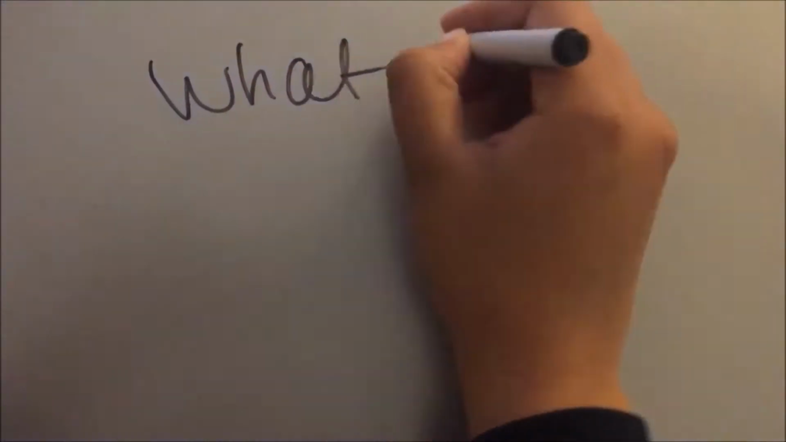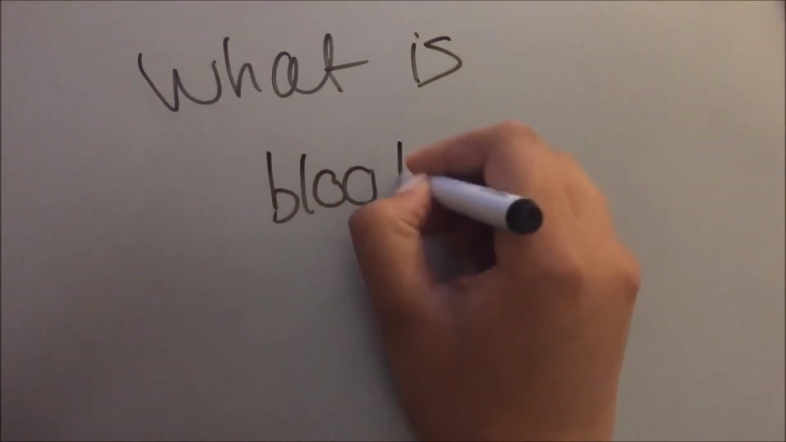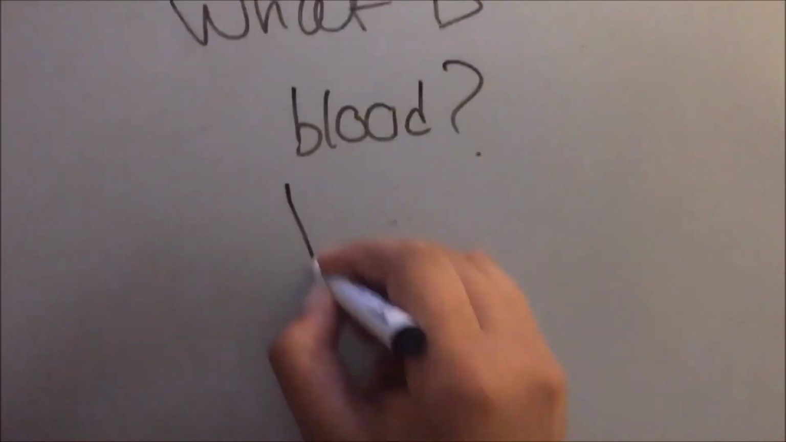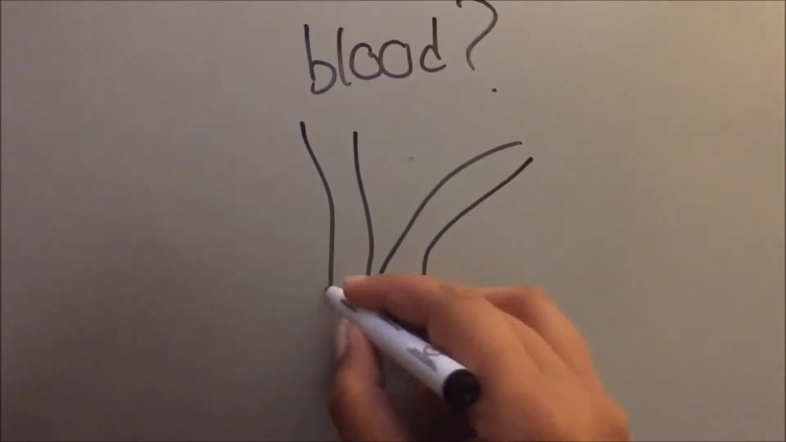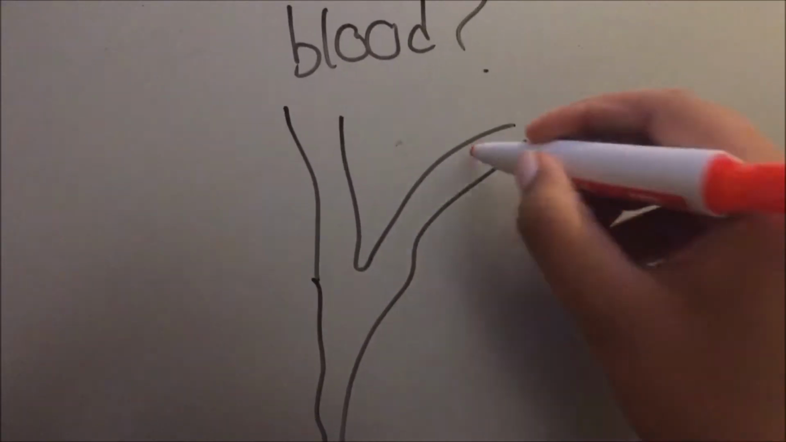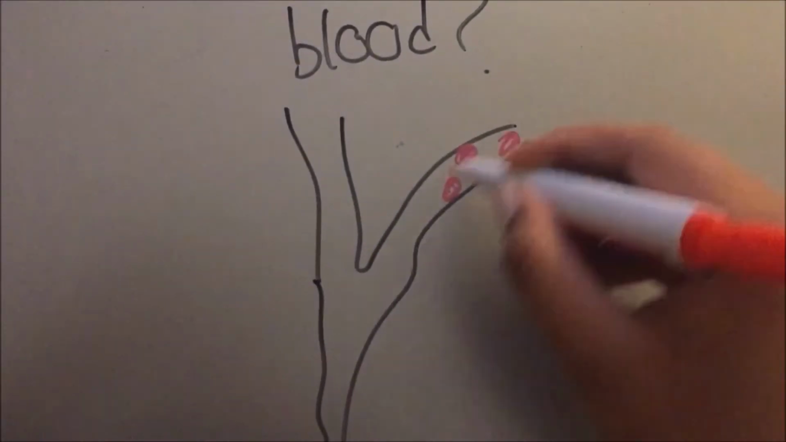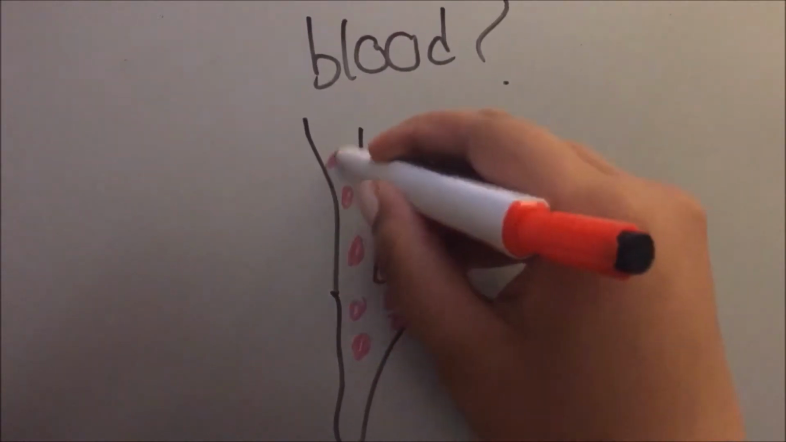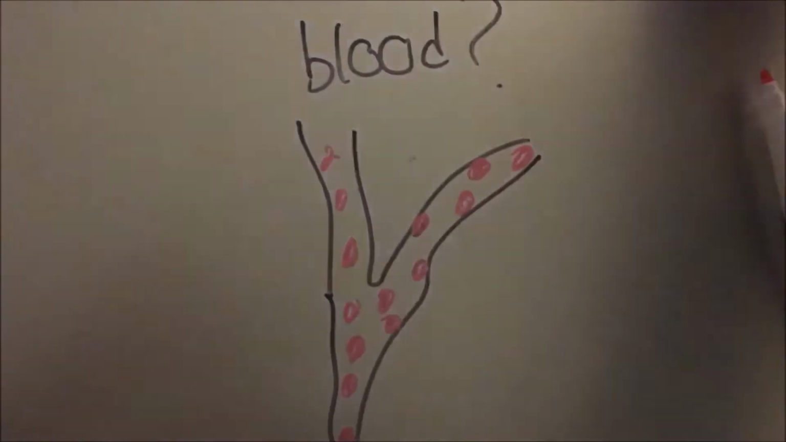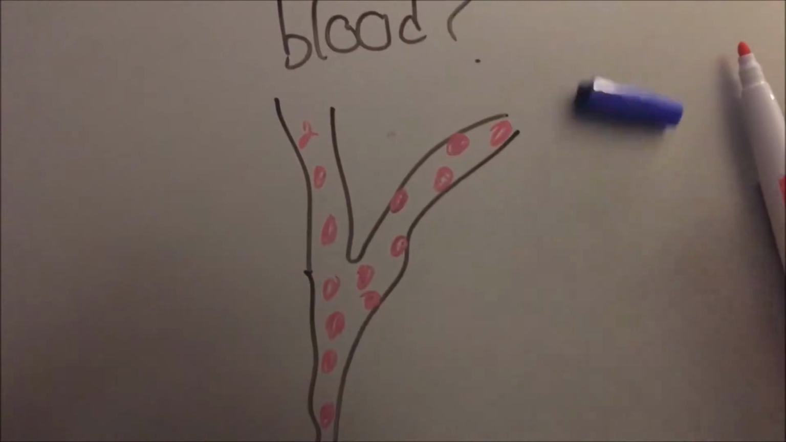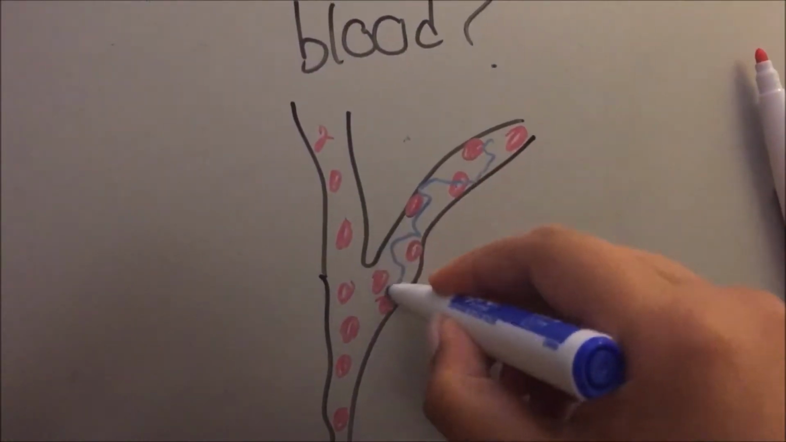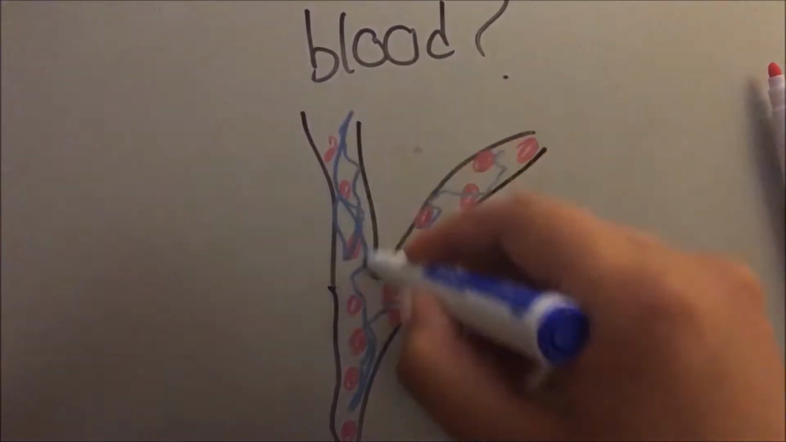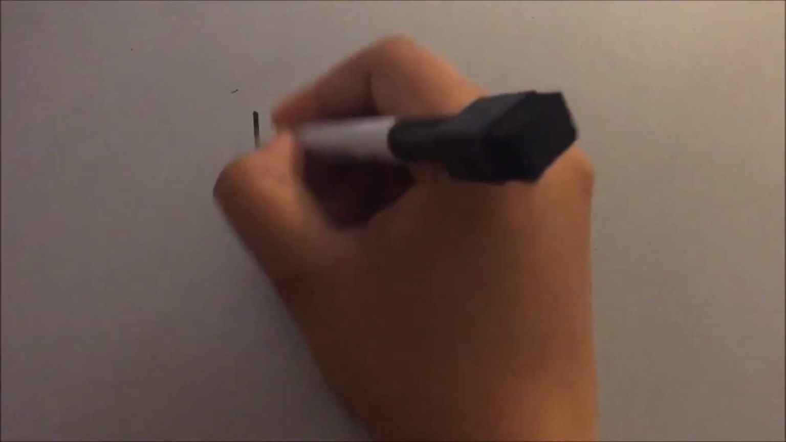What is blood? Blood is defined as a connective tissue that circulates in the vascular system or blood vessels of the body. Blood is mainly made up of two types of cells, the white blood cells and the red blood cells. These are also called leukocytes and erythrocytes. Blood also contains plasma. Plasma is the extracellular matrix that holds the blood in suspension.